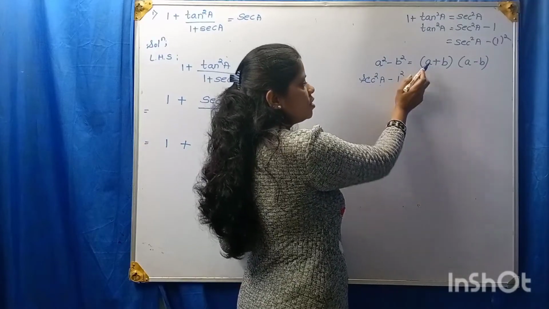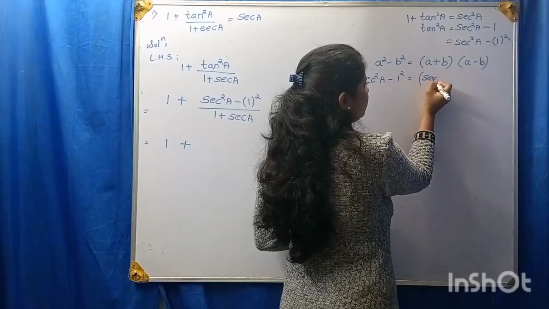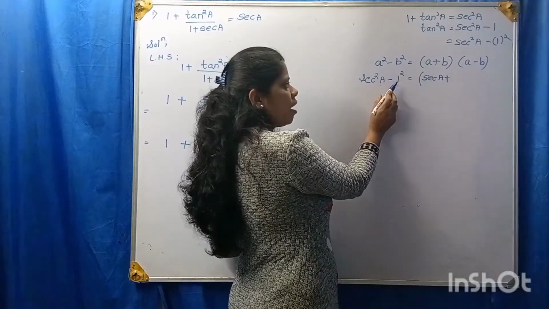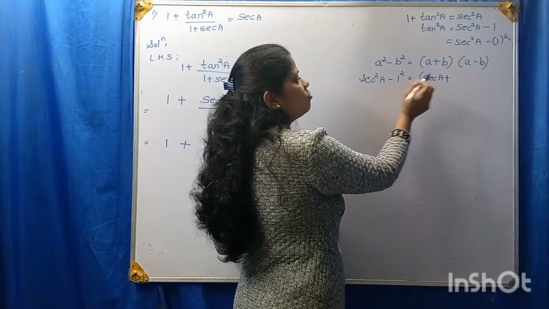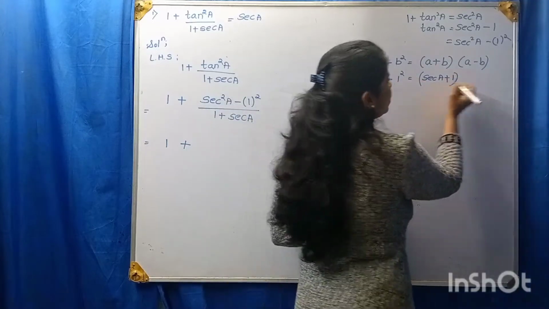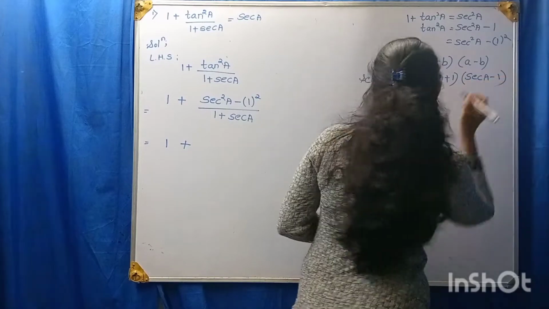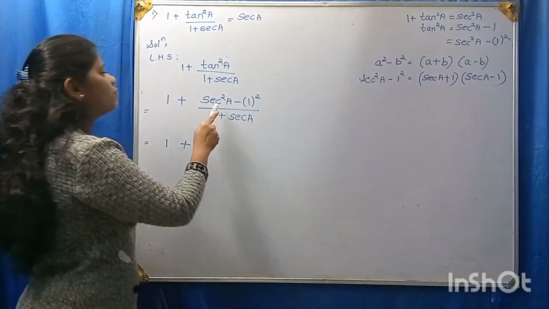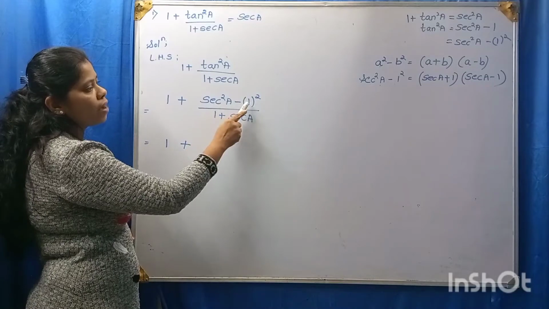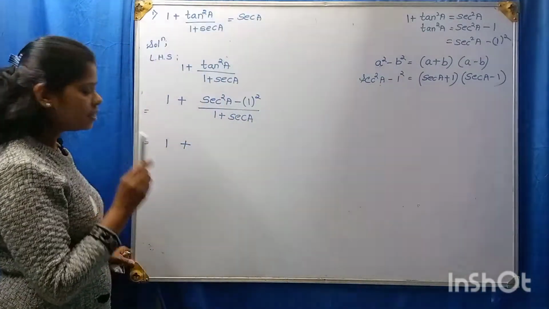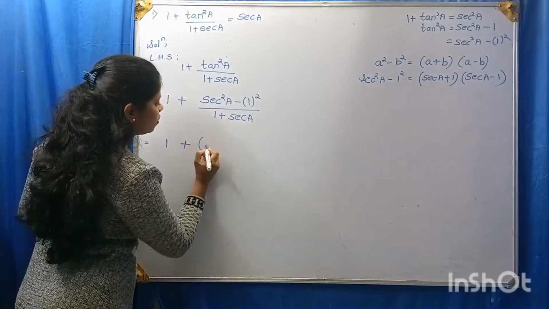Therefore, what will A become? Secant A. Plus, in the place of B square, we have 1 square. B will become 1. Secant A plus 1 into secant A minus 1. Therefore, secant²A minus 1 square can be written as secant A plus 1 into secant A minus 1.